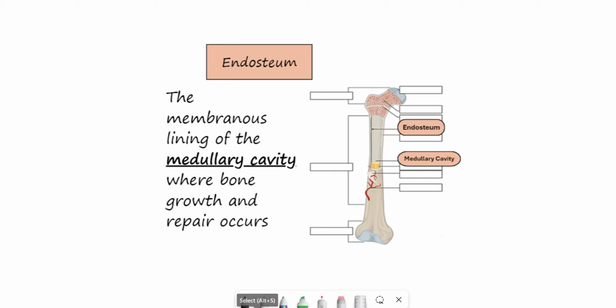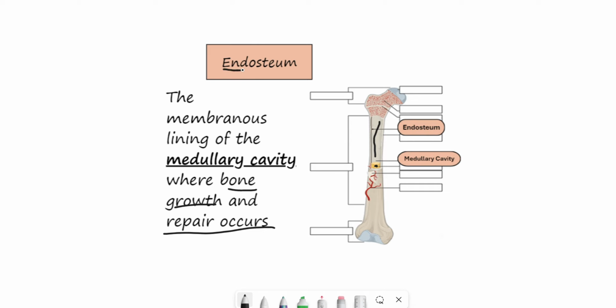Next up we have the endosteum. So your endosteum is a membranous lining of the medullary cavity where bone growth and repair occurs. Once again, we covered the medullary cavity earlier. That's this right here. And your medullary cavity is also where the yellow bone marrow is.